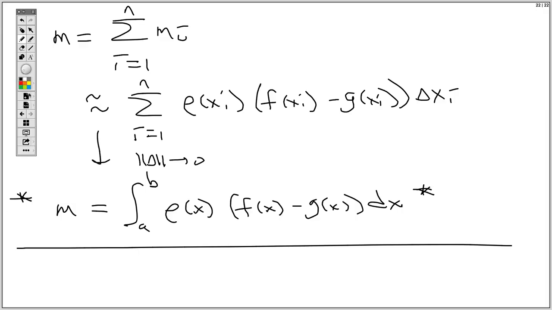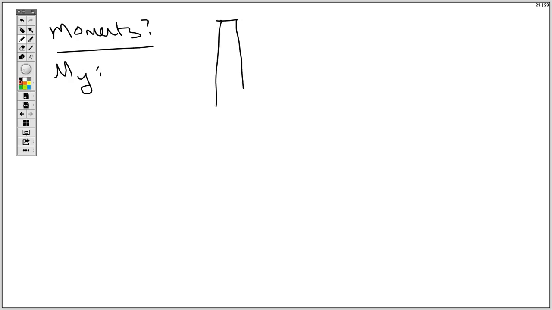What about moments? Well, let's do the moment about the y-axis first, because that's the easier of the two to understand. The first thing we have to talk about is the rectangle here.